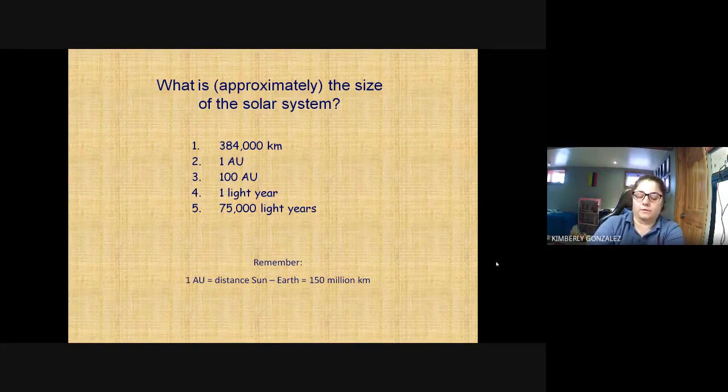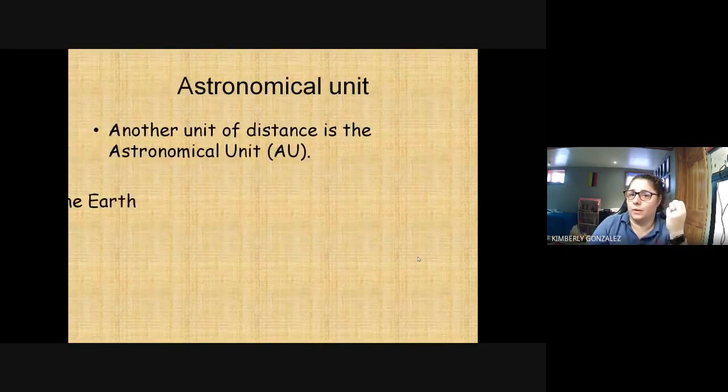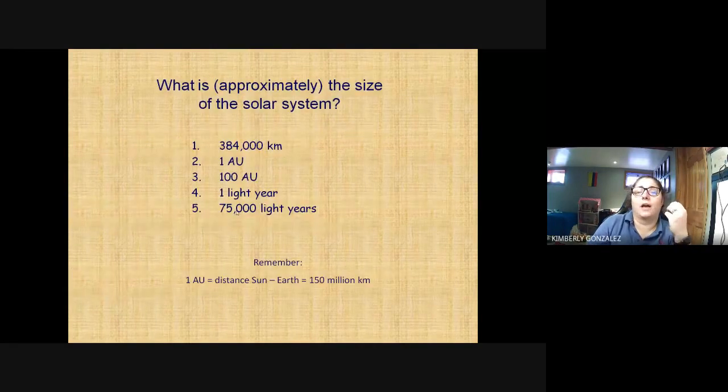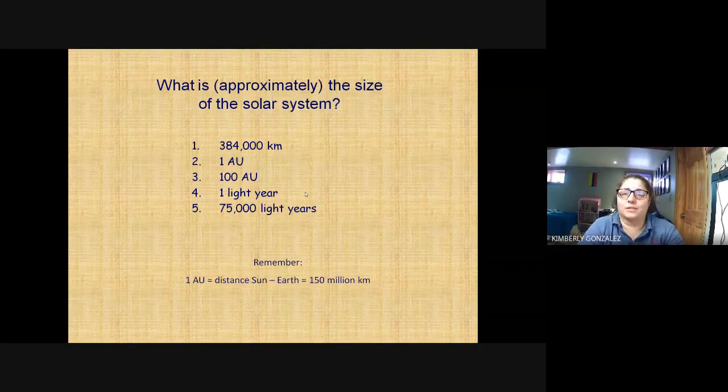75,000 light years. So let's do the math. We said that 1 light year is about 6 trillion miles. I told you to memorize that. 6 trillion miles is a lot to begin with, to then take 75,000 of them, that's not going to work. That's going to be too much. That's a lot bigger than just our solar system.